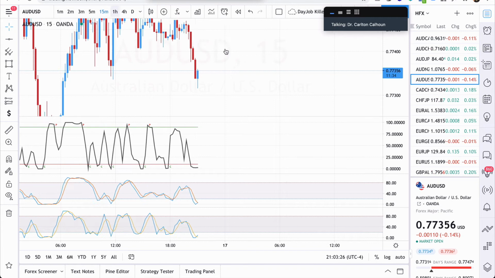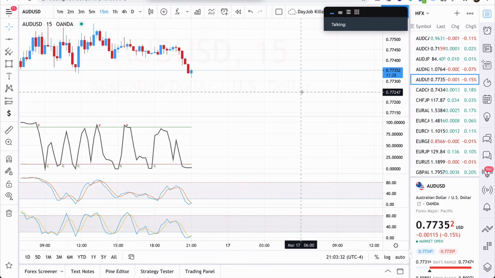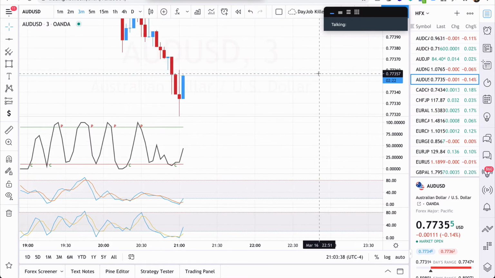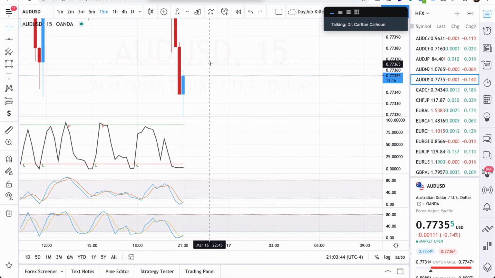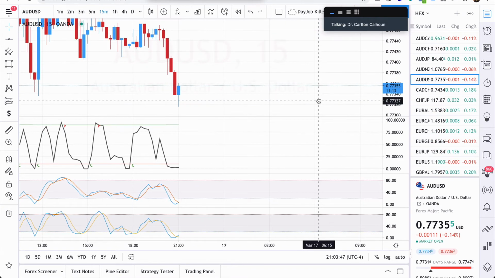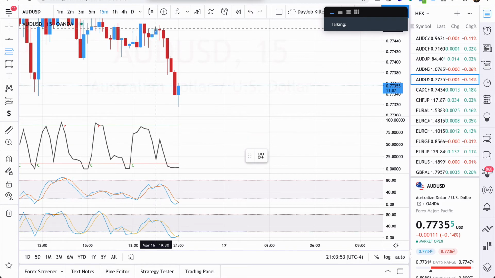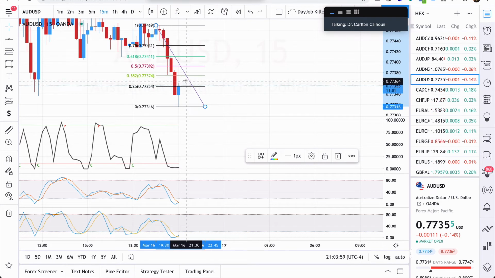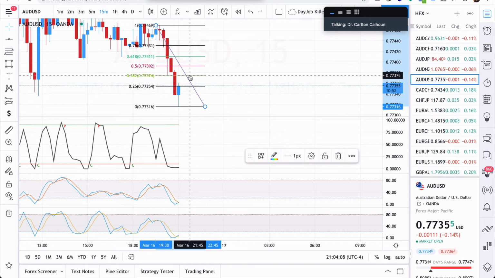65%. Let me see how it's looking on the 15. See how I'm going back and forth? Sometimes I even do fibs on these smaller time frames. Let's go wick to wick. You already hit it 25. Still has some momentum. So I would potentially take this trade for 3 minutes.